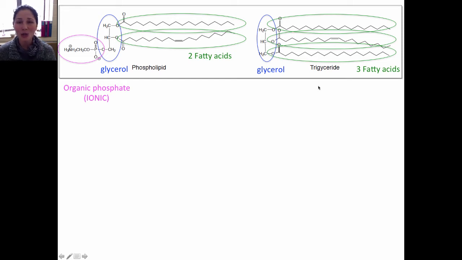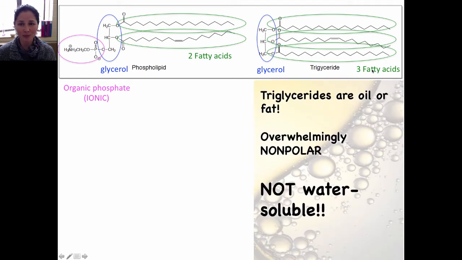As you already know, a triglyceride is the molecule that is in fats and oils. These molecules are overwhelmingly nonpolar. Despite the fact that they have some polar groups, the nonpolar groups overwhelm the characteristics of this molecule. Triglycerides are not water-soluble. Associate the word triglyceride with oil or fat and remember that these things are not soluble in water. Despite some polarity in this molecule, it is overwhelmingly nonpolar and it is not water-soluble.